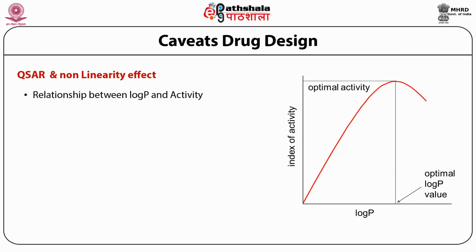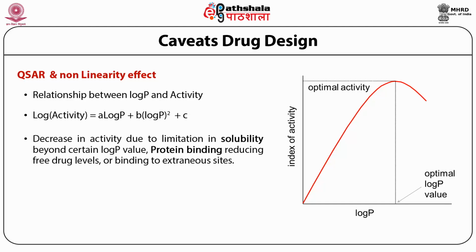However, it has been well proven by experiments as well, and one very famous plot I show here shows that log P, which is a very important function in deciding ADME property, actually has a non-linear relation with descriptors. And the reason is given here. That is, it decreases its activity due to the limitation of solubility beyond a certain amount, or due to protein binding. If the molecule has a property of binding to protein, it will bind to bovine serum albumin.